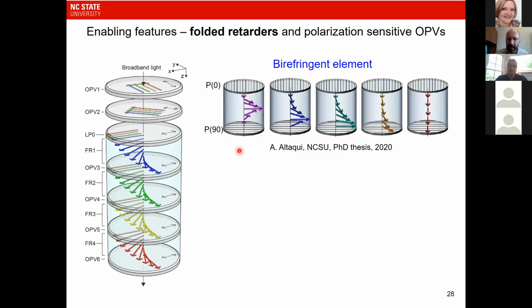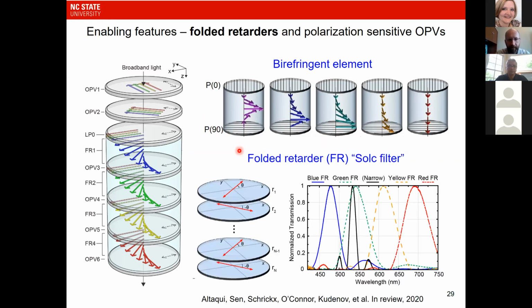And it turns out, and this is more complicated, so I'll likely skip over this detail for the most part, that you can stack these birefringent elements to create a really narrow band of light that's being rotated 90 degrees.